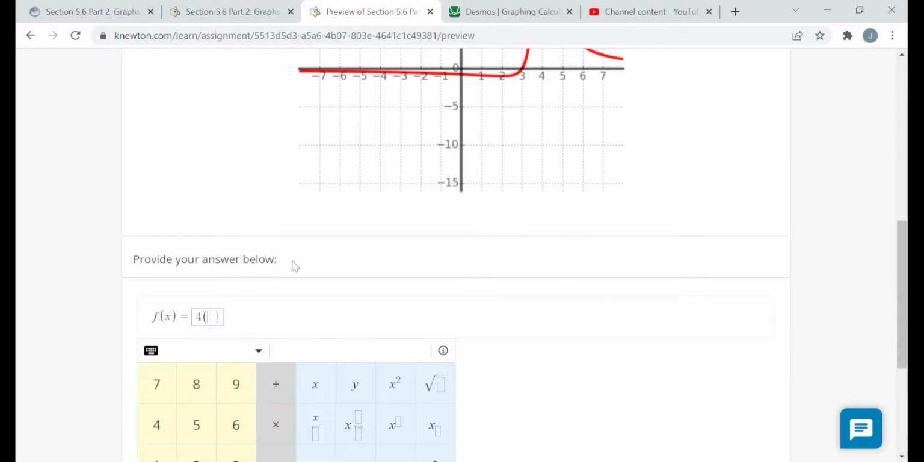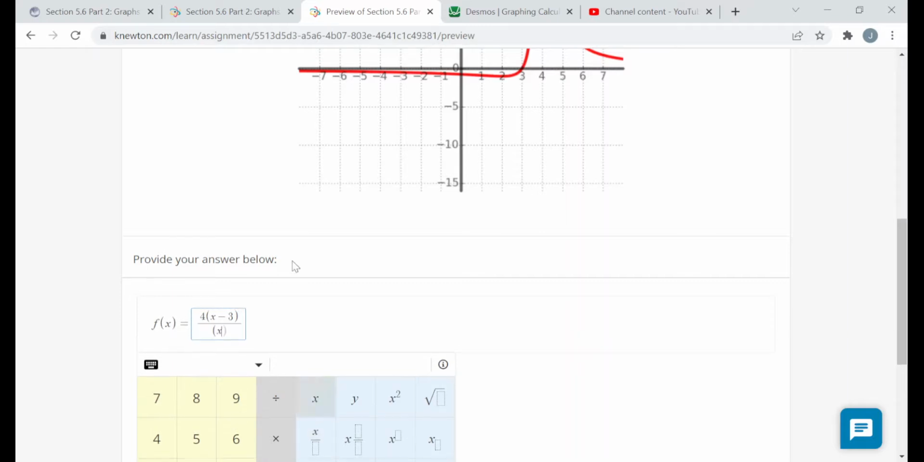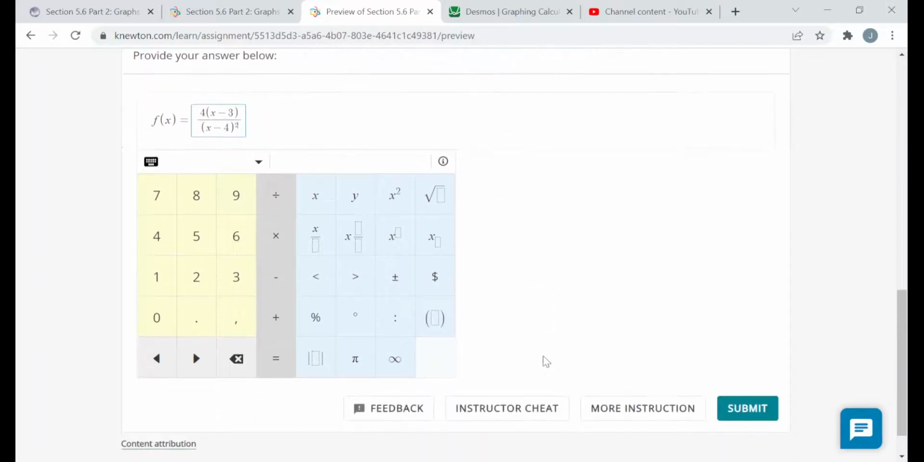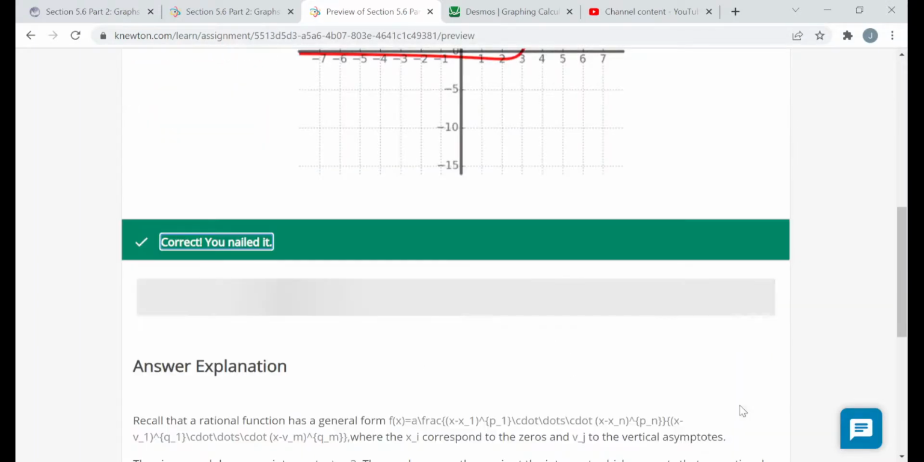So 4 times the quantity x minus 3 to the first, or 4x minus 12 if you multiply it out, and then the denominator is x minus 4 to the second. Again, you can multiply that out and make it x squared minus 8x plus 16, but I don't think we need to do that. Great.